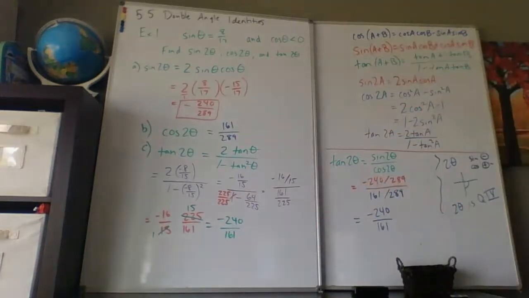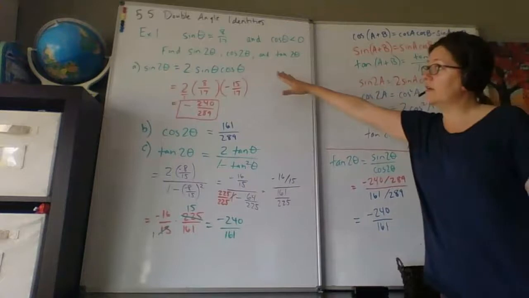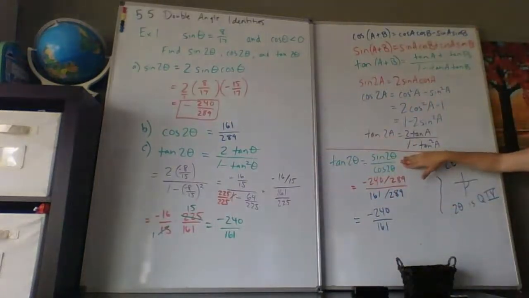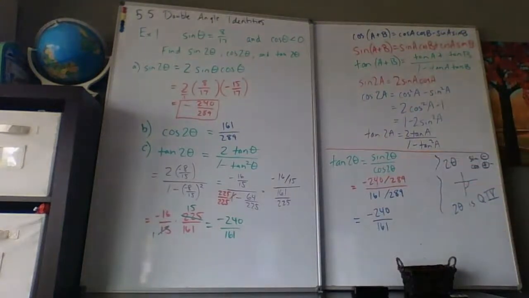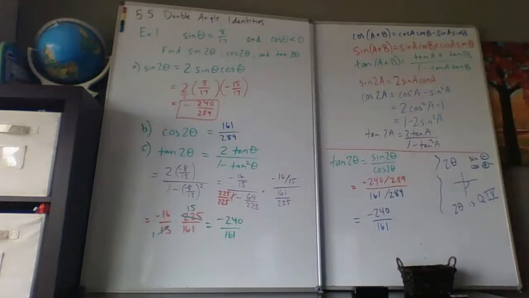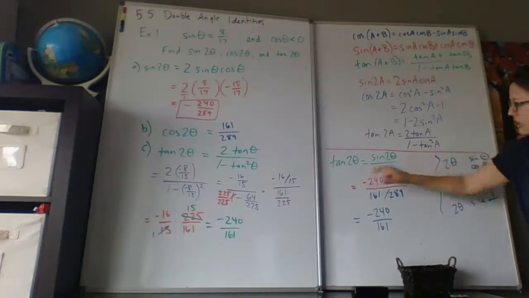So please know that you are always welcome to do it any which way. If I were doing this on my own and I already found sine of 2 theta and cosine of 2 theta, I would definitely use this method to calculate tangent of 2 theta. However, if I was just given this information and asked to find tangent of 2 theta, I would just do this calculation here. And then we can also verify, because we had decided that our 2 theta is in quadrant 4, and notice the tangent is negative as we had expected.